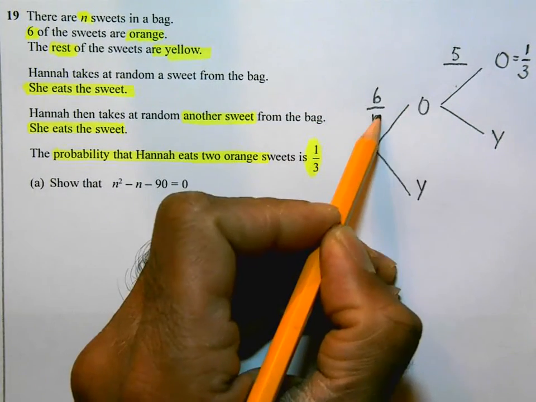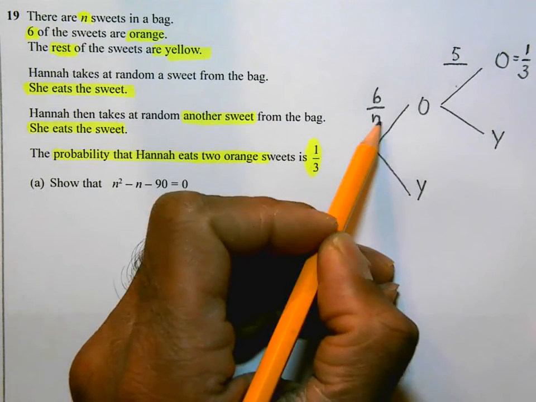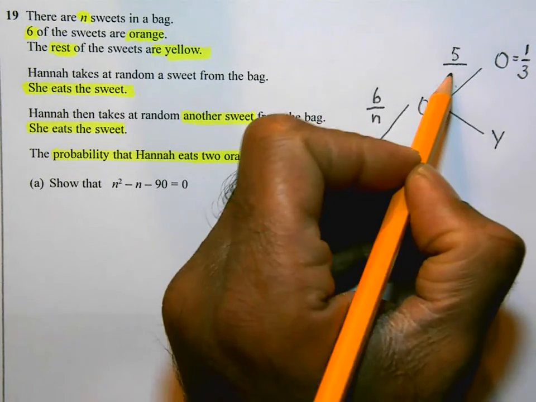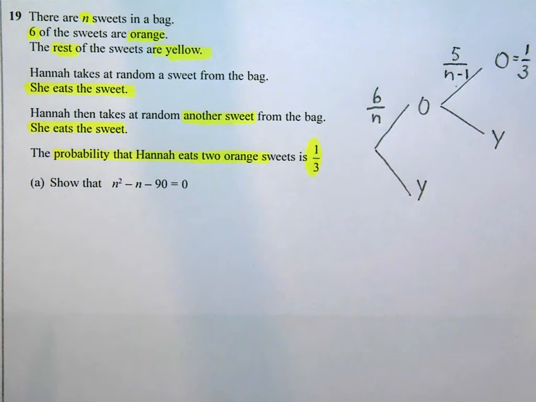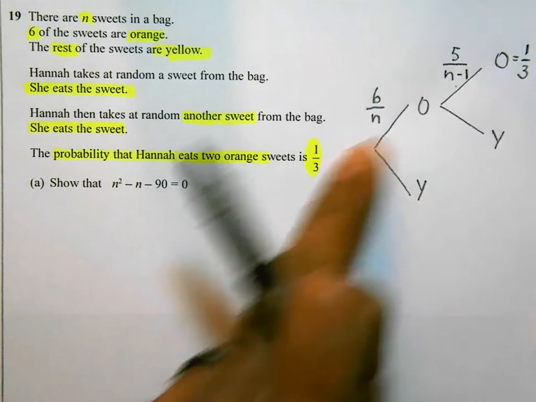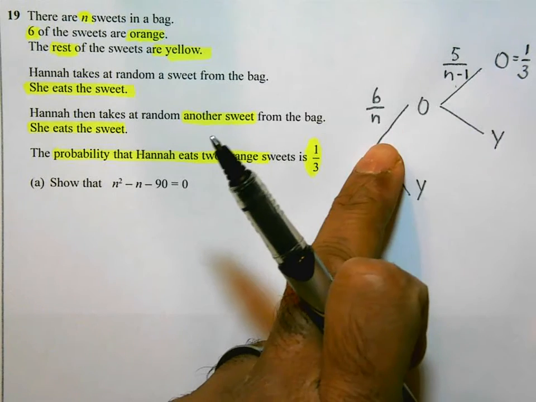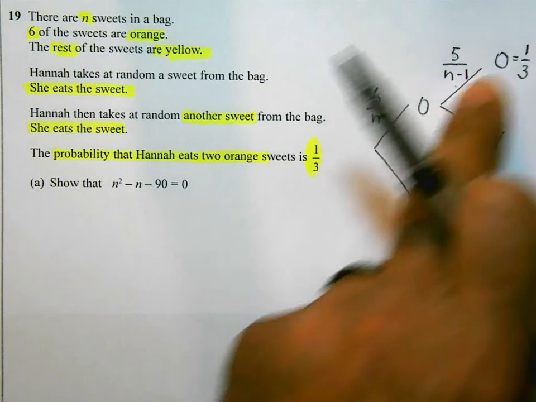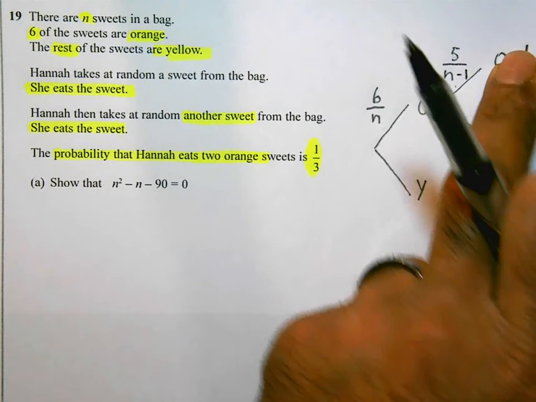At this stage, I realize I've got all the information I need to solve this problem, because to work out the probability at the end of a set of branches in a tree diagram, you times the probabilities together. So the probability of picking 2 orange sweets is going to be 6 over n times 5 over n minus 1. And we know that that's going to equal 1/3. So I'm going to write that down here: 6 over n times 5 over n minus 1, equal to 1/3.